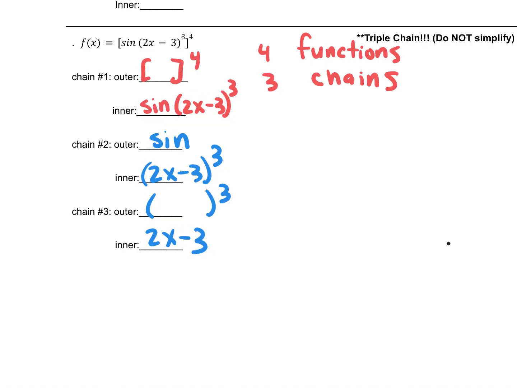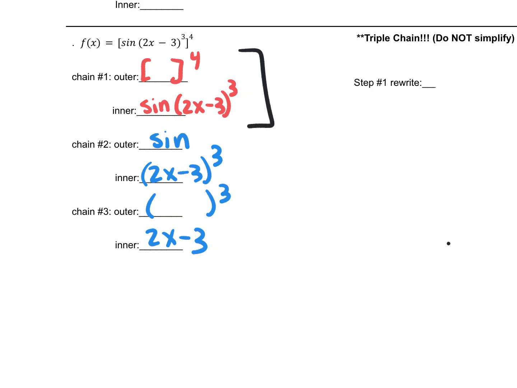Then we go again. Here, we're taking the sine of 2x minus 3 to the third, so this is outer and this is inner. And then for the last chain, something to the third is our outer, and that's our inner. Now, the beauty of 3 chains is you do not have to simplify at all. Again, for the earlier chains, you only do the first 2 steps. All right, so the first chain, first 2 steps.